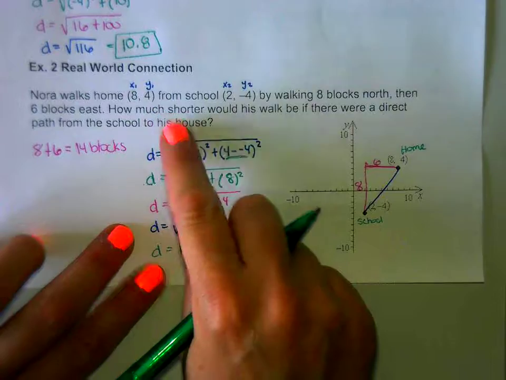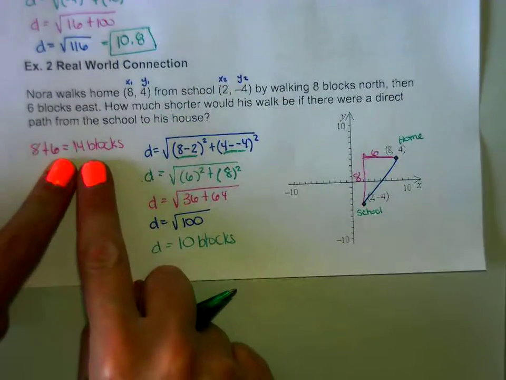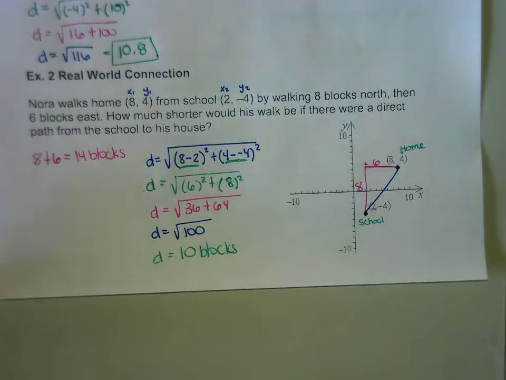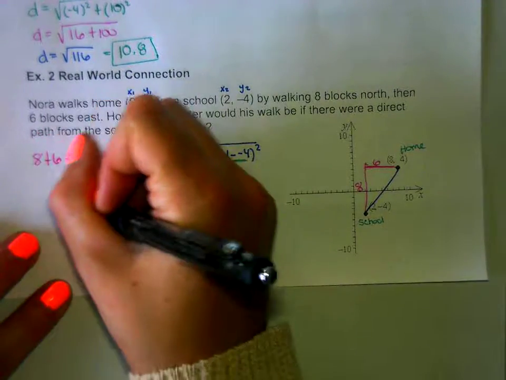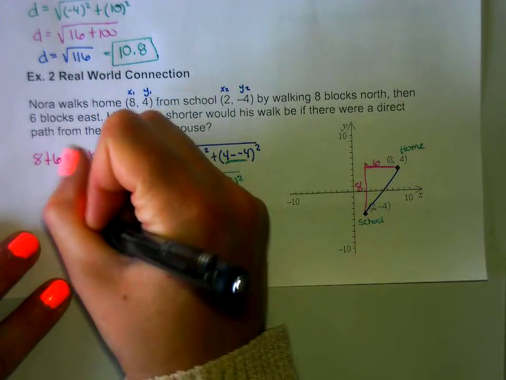But the question's asking how much shorter would her walk be? Well, if she was walking 14 and now she's walking 10, that means it's 4 blocks shorter.